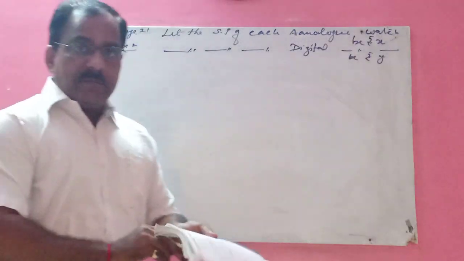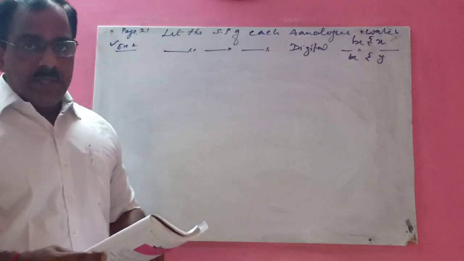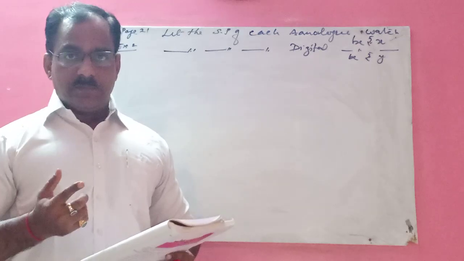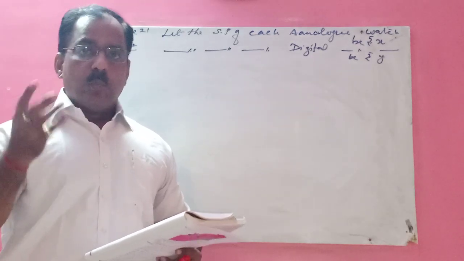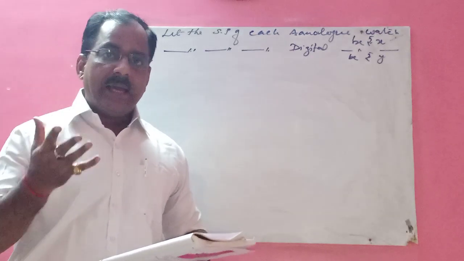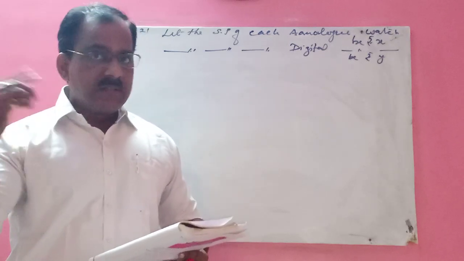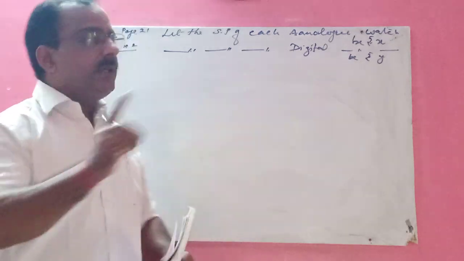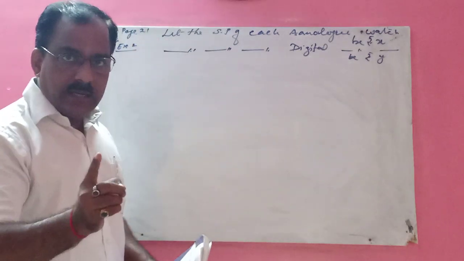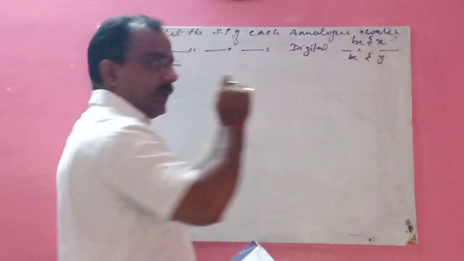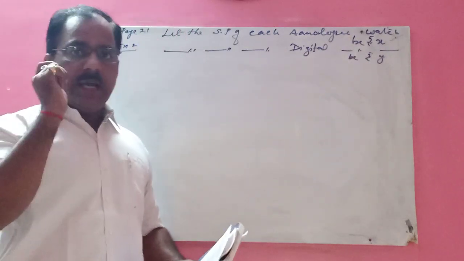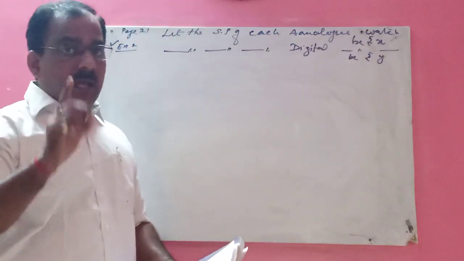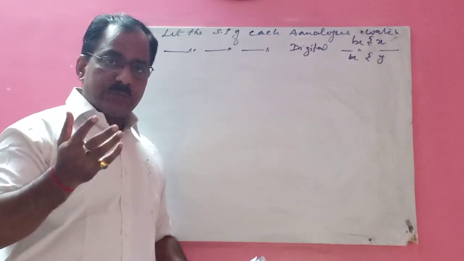Got it? If I say the selling price of one analog is 100 rupees, what will be the price of 5 analog watches? 1 is 100, so what about 5? 100 into 5. Similarly, instead of 100, I have taken here X. The selling price of each analog watch is rupees X.